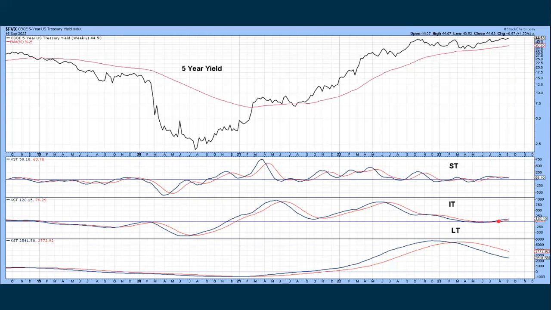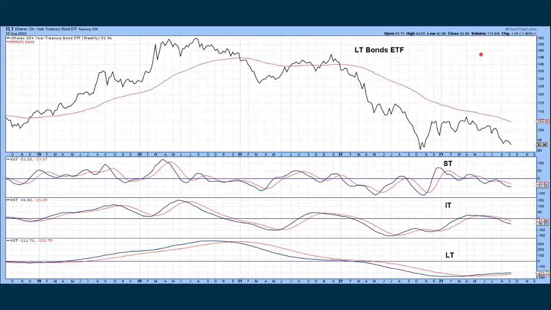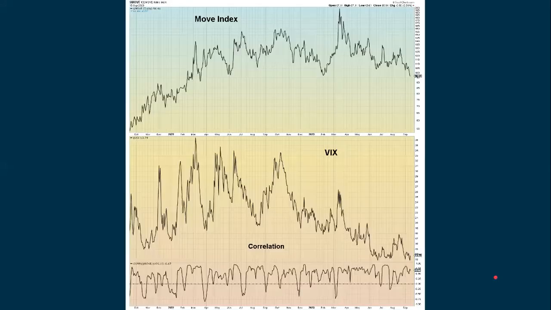In the intermediate term, it's going up, but long term, it still has us going down. And again, that seems to contradict what we're seeing on the chart above. We look at the price of the long-term bond ETF, where it's clearly going down. In the short term, we're declining, intermediate term, we're declining, and for some reason, in the long term, it hasn't rolled over, at least yet.